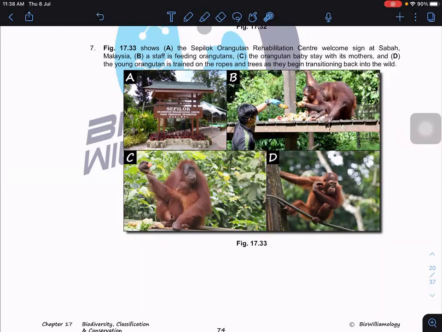Orangutans in Borneo and Sumatra face extinction, or are critically endangered, due to deforestation for palm oil, the oil palm plantations.